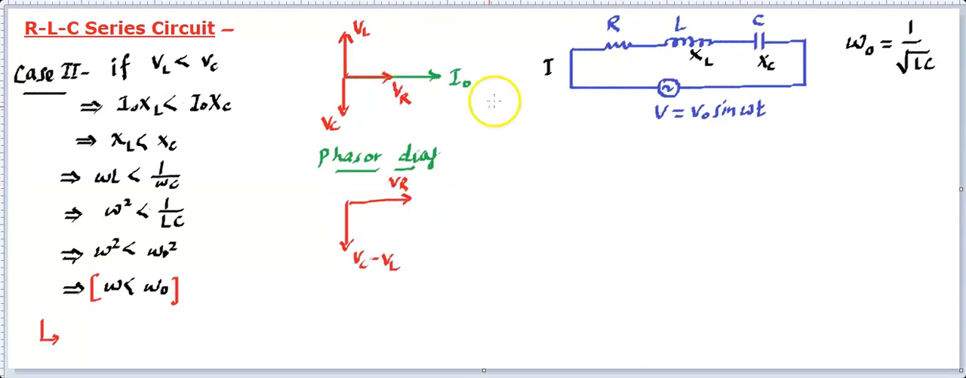Along with that, there is going to be the direction of current. So this is going to be the direction of current, I naught, and the resultant of all the voltages is going to be somewhere here. Now you'll find this voltage is going to be lagging behind, current is now leading. So you can write this current is now leading by a certain angle called phi. Current is ahead because it's in the anti-clockwise sense, voltage is behind.